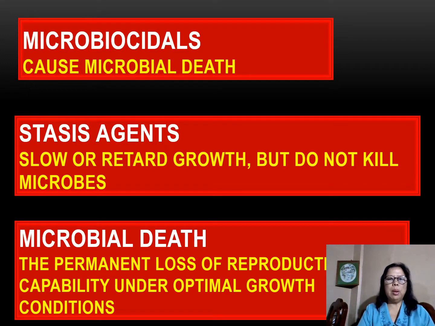We have also microbial death. Microbial death refers to the permanent loss of reproduction capability under optimal growth conditions, or that is the zero increase in the number of microorganisms. That is microbial death. As compared with stasis, there are still some microorganisms present, but the growth was only slowed.